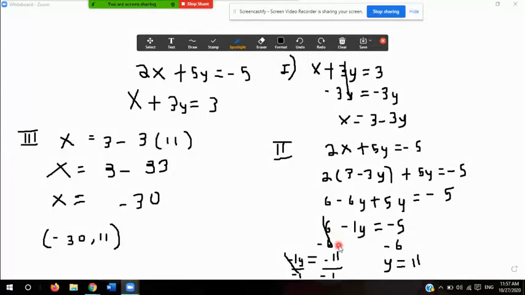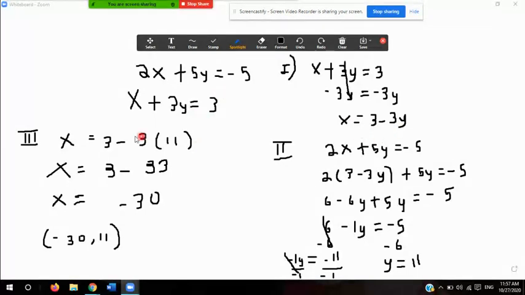Now I found the value of y, so in order to find the value of x, I can take this number and plug it into this equation, or since I already solved this expression for x, I can just plug it in here, which is what I did. And what I did was I said x equals 3 minus, instead of writing 3y, I wrote 3 times 11, and that would be 33. And 3 minus 33 equals negative 30. And that would give me negative 30 and 11.